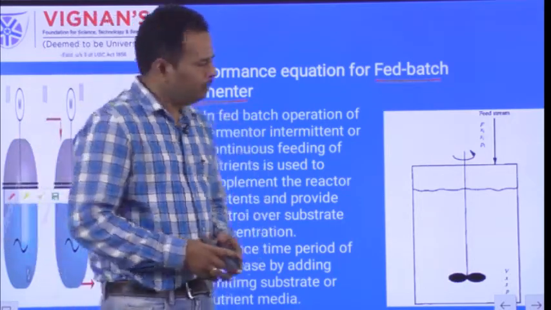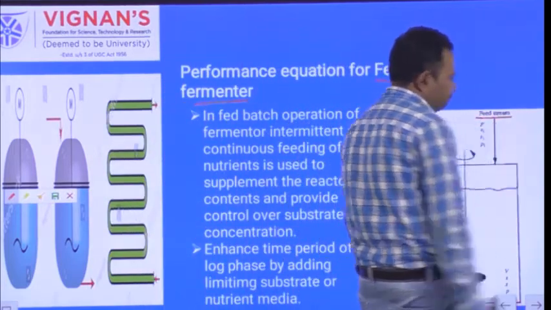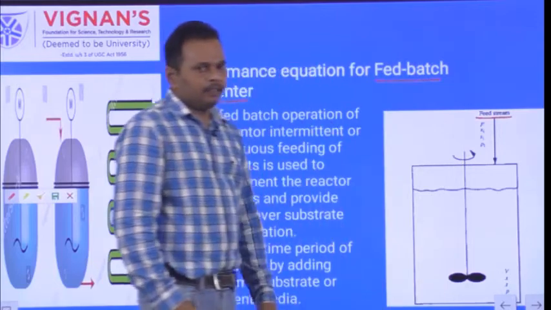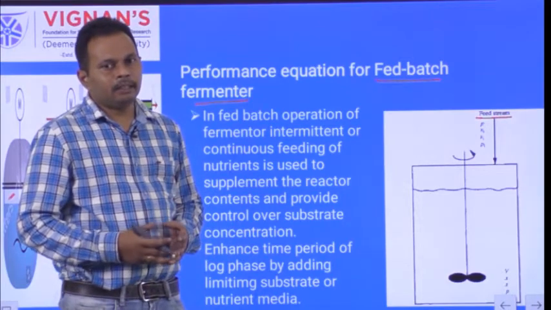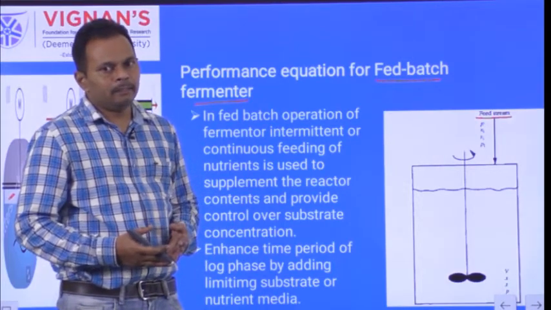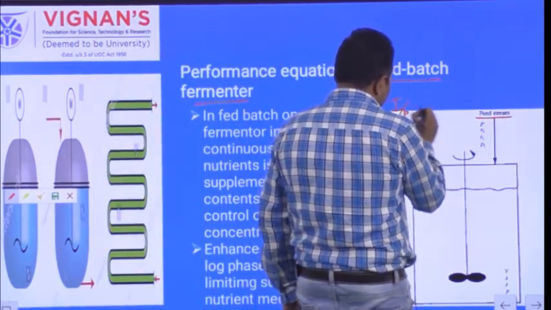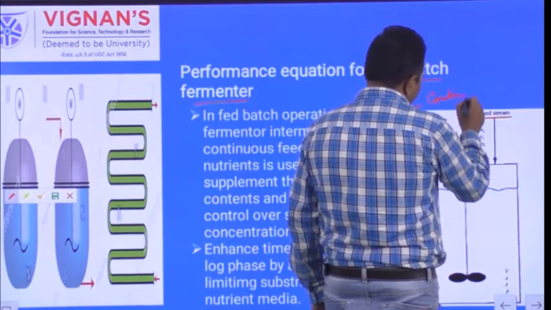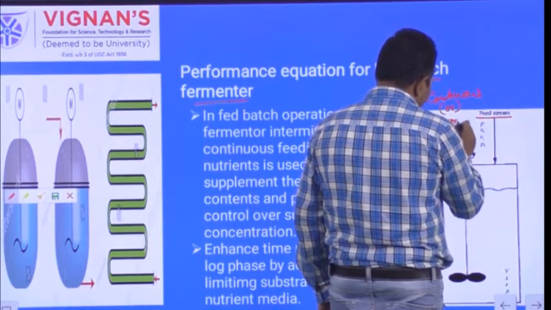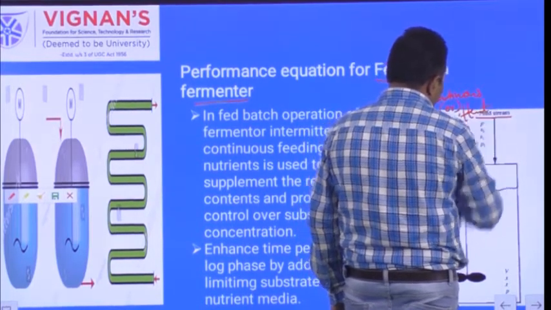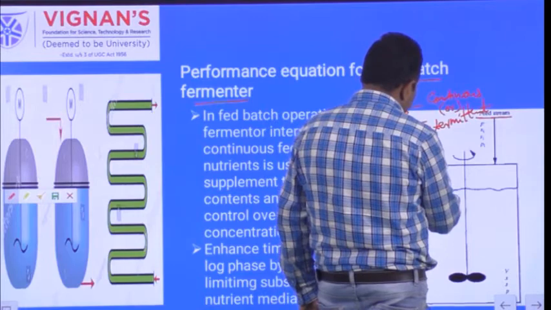In the fed batch fermenter, we can have the provision for adding the substrate or liquid nutrient media continuously or intermittently. So in the fed batch fermenter, the input is continuous or intermittent. And again the output is batch, similar to the batch fermenter.